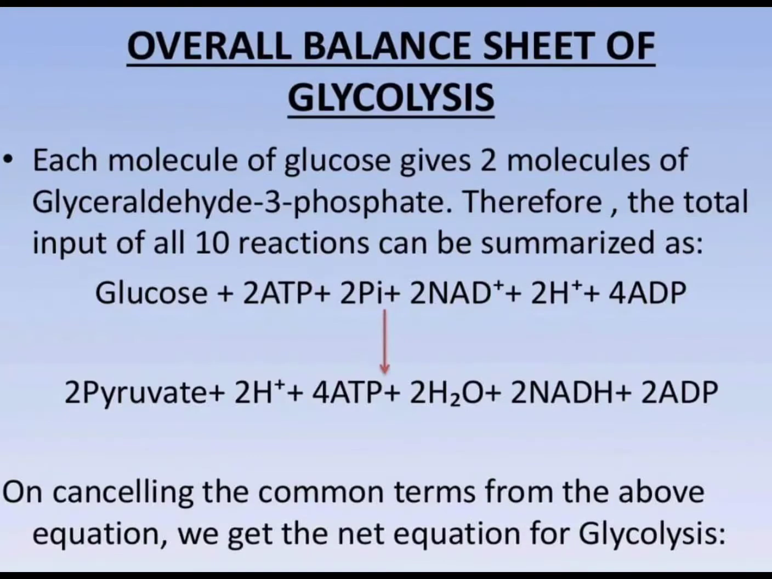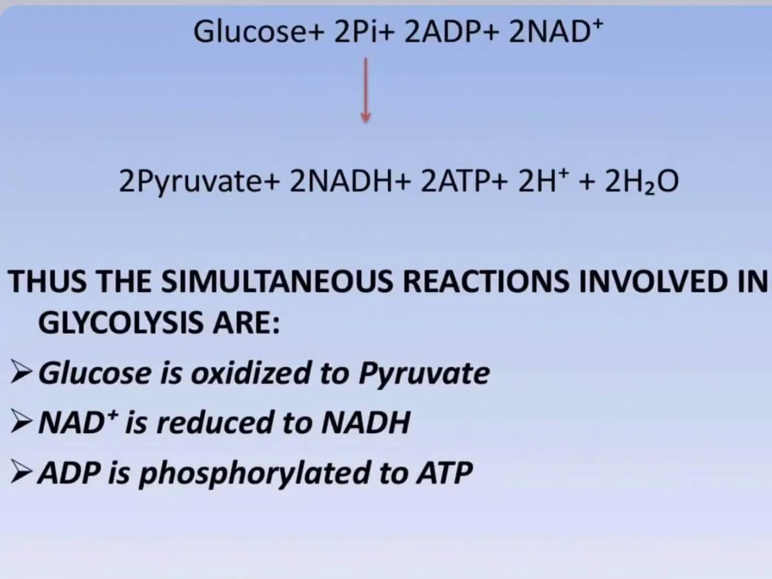These are the overall balance sheet of glycolysis. Each molecule of glucose gives 2 molecules of glyceraldehyde 3-phosphate. Therefore, the total input of all 10 reactions can be summarized as glucose plus 2 ATP plus 2 Pi plus 2 NAD plus 2 H plus 4 ADP. The reactions involved in glycolysis are: glucose is oxidized to pyruvate, NAD is reduced to NADH, and ADP is phosphorylated to ATP.